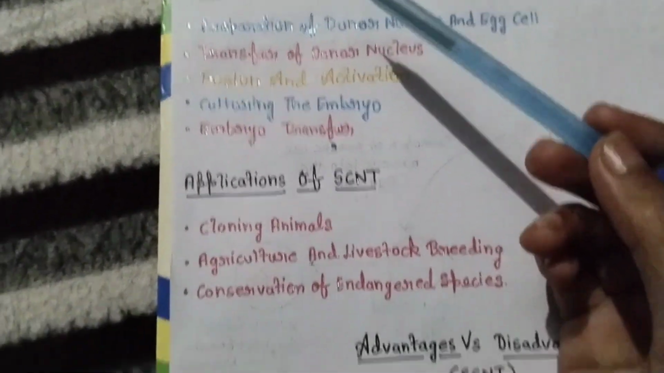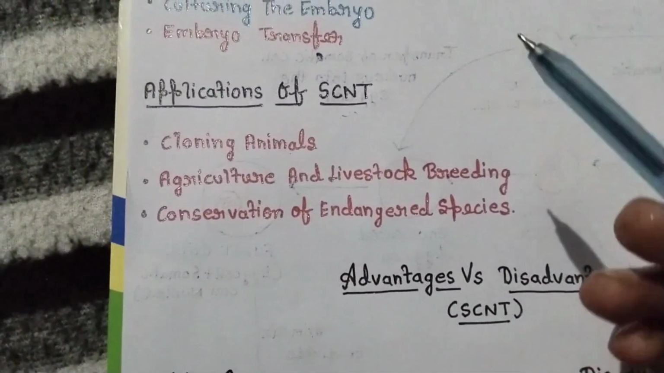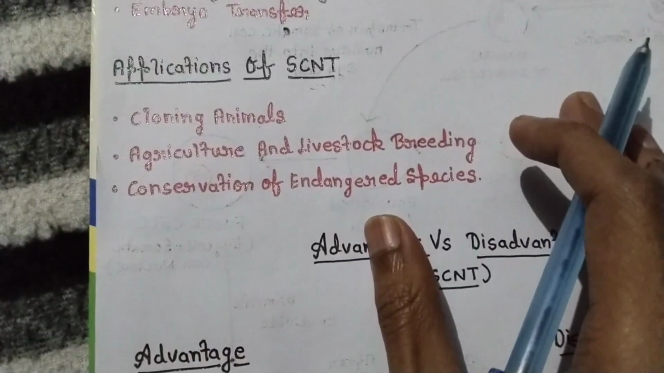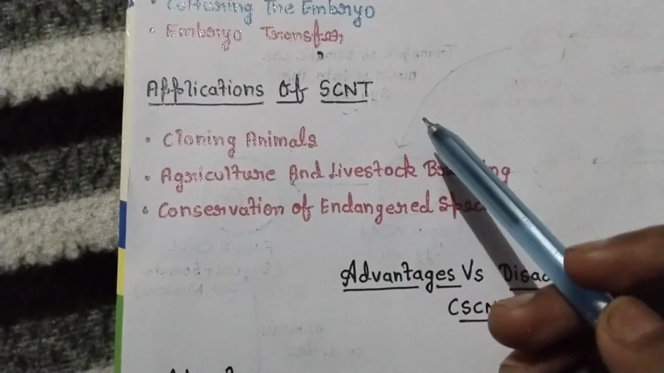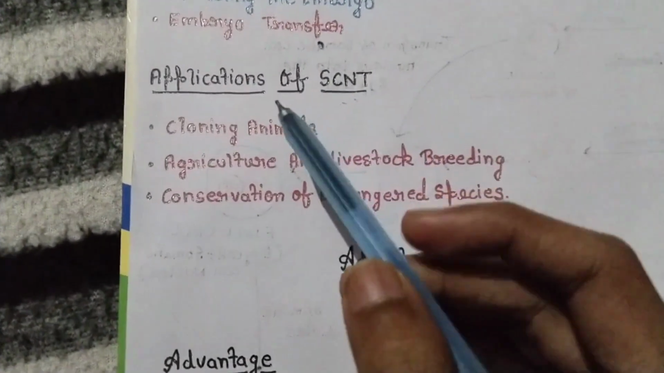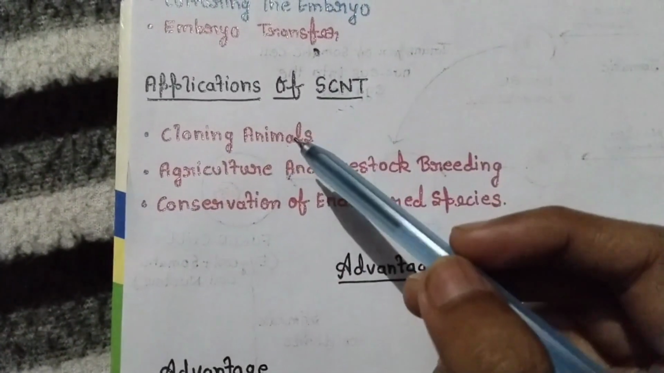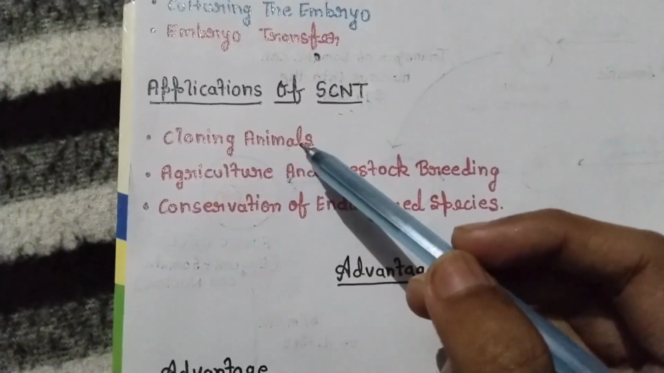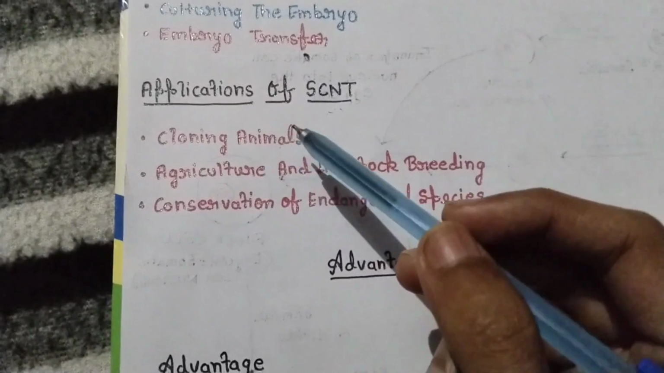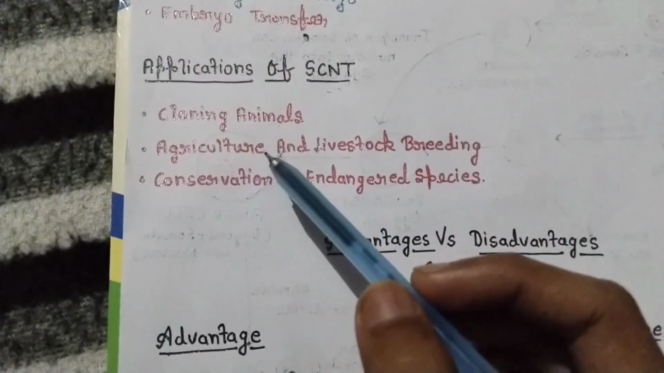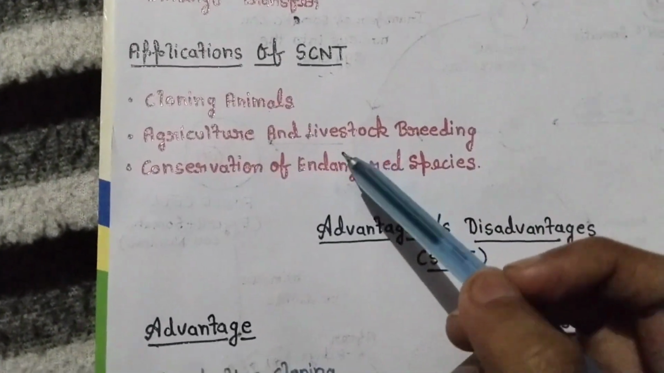So next, coming on to the applications, that is, what are the applications or the uses of somatic cell nuclear transfer. So the first is cloning of the animals. That it's simple, that we are going to create the clones of the specific or desired animals. The second one is your agriculture and livestock breeding.